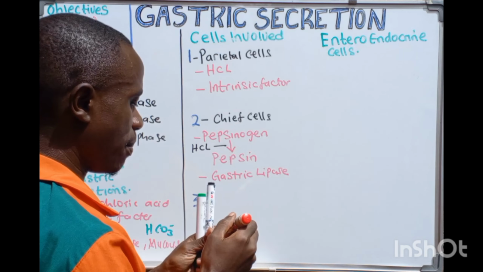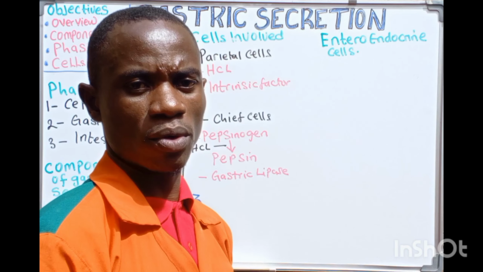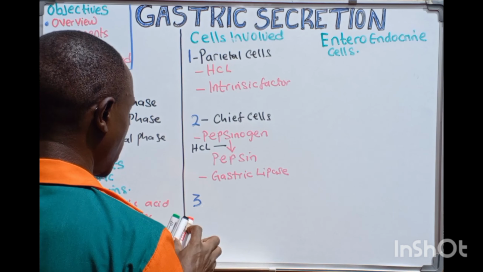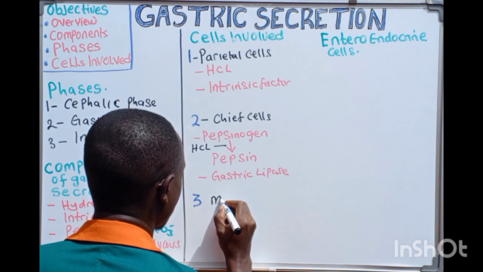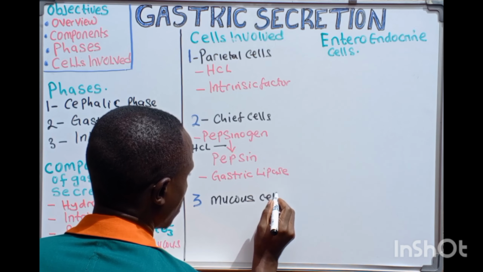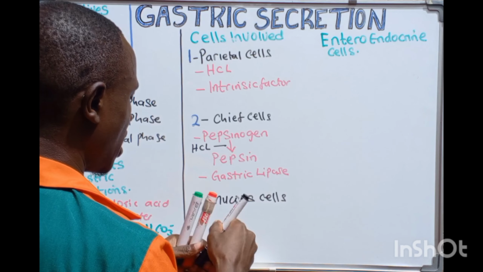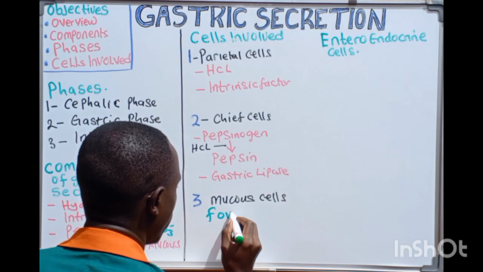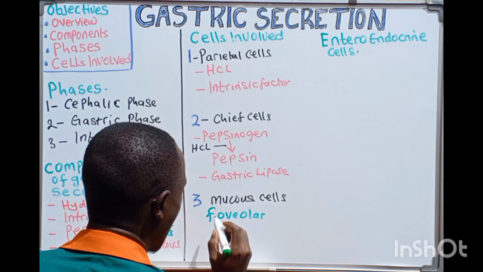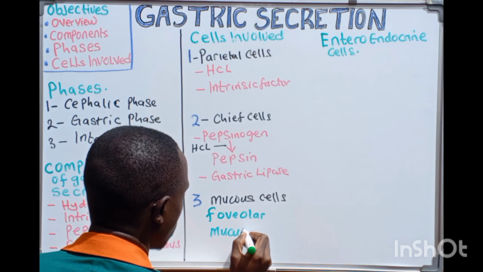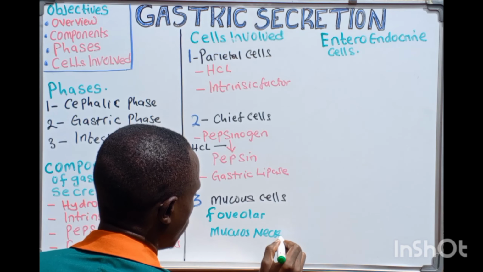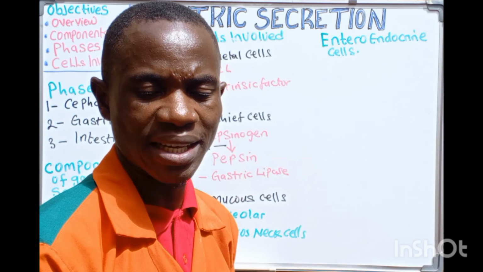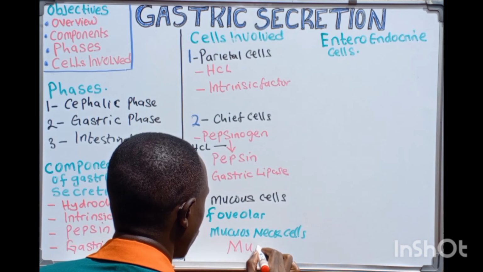This gastric lipase aids in the chemical digestion of fats. Another very important type of cell is the mucus cells. We have two types of mucus cells. The first one is the foveola, and the other is the mucus neck cells. These cells are very important in the production of mucus.